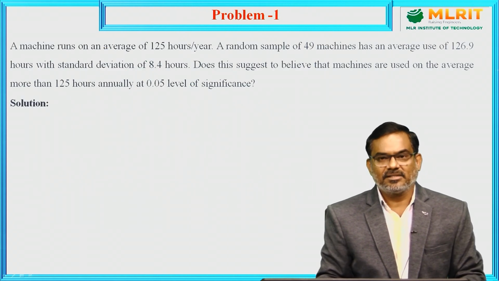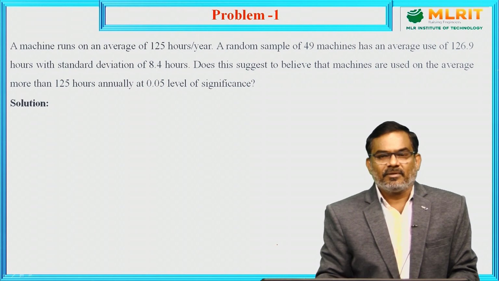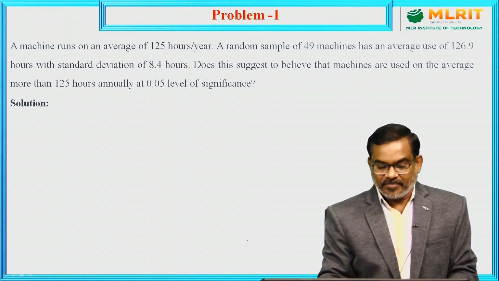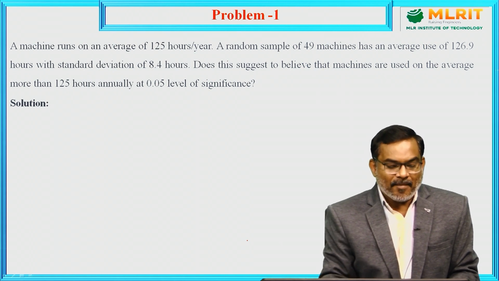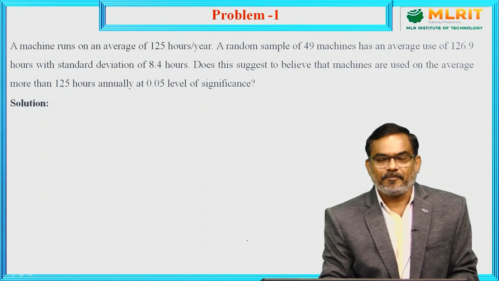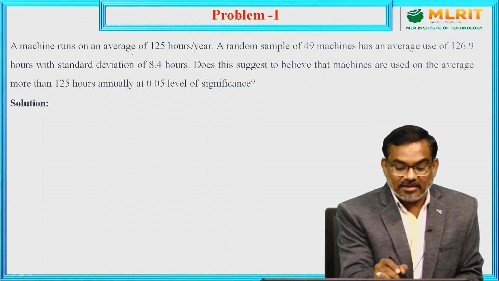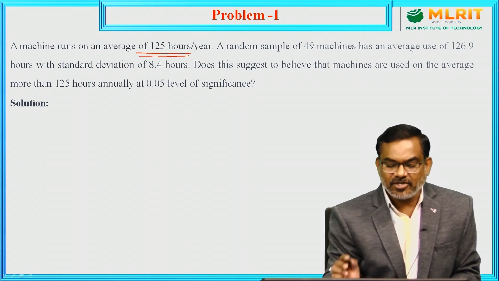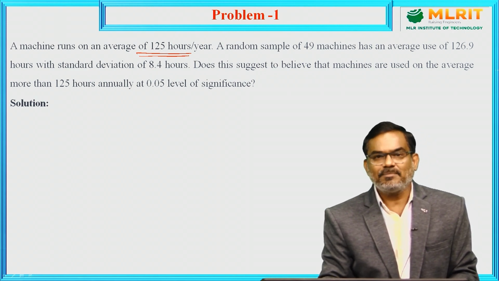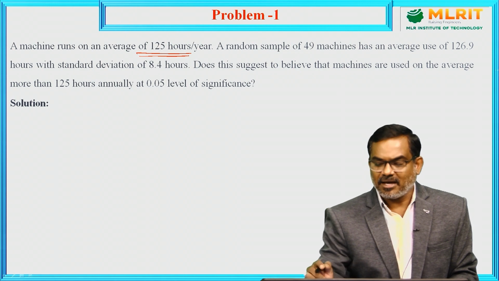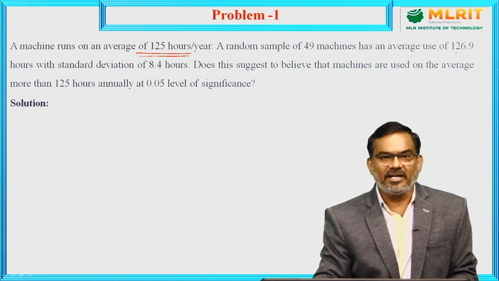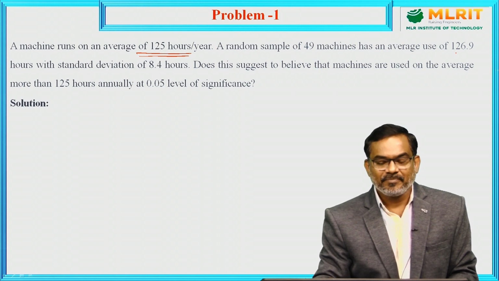Let us discuss a problem on testing of hypothesis concerning one mean for large samples. Now, let us consider this problem. A machine runs on an average of 125 hours per year. So, the given data is a machine runs on an average of 125 hours per year. A random sample of 49 machines has an average use of 126.9 hours with standard deviation of 8.4 hours.